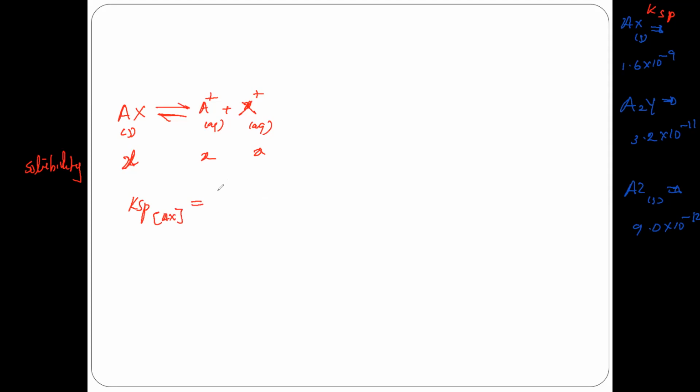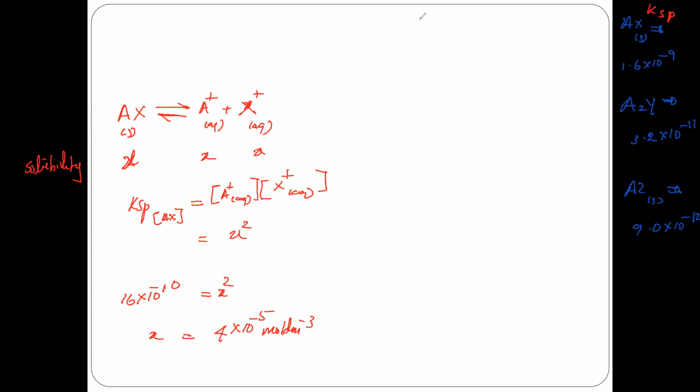So you can write this as a concentration of A plus aqueous. No need to write this thing for your work; I'm just showing how to do this one. X plus, so that means X squared. The Ksp value is given, that is 1.6 into 10 to the power of minus 9. You can write it as 16 into 10 to the power of minus 10, which equals X squared. So your X is equal to 4 into 10 to the power of minus 5 mole decimeter minus 3.